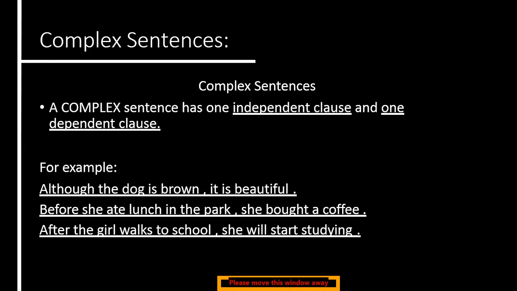Now look at the third sentence, Myrna. After the girl walks to school, she will start studying. Now, this sentence, can you divide it, please, into dependent and independent?